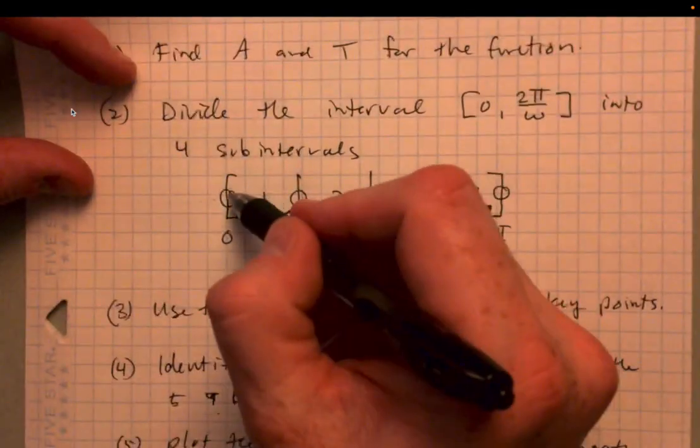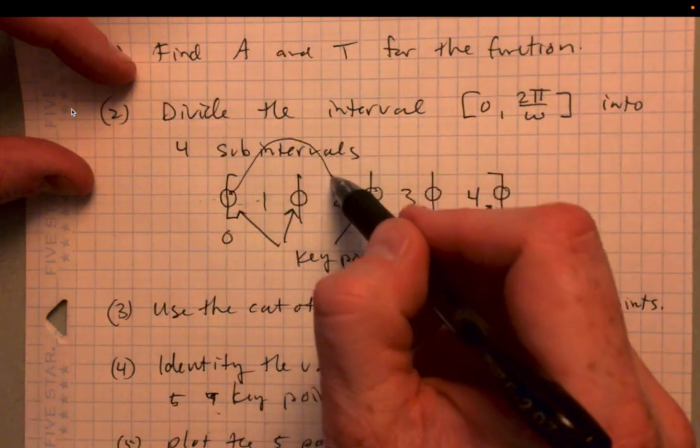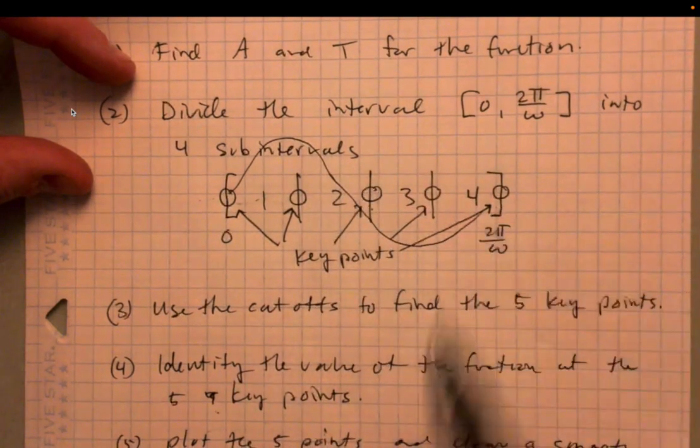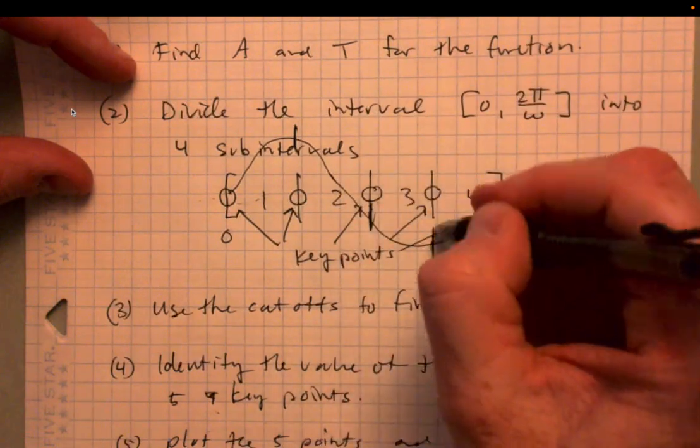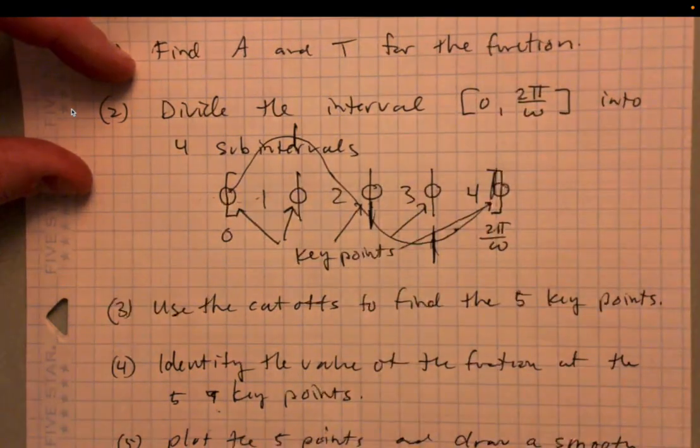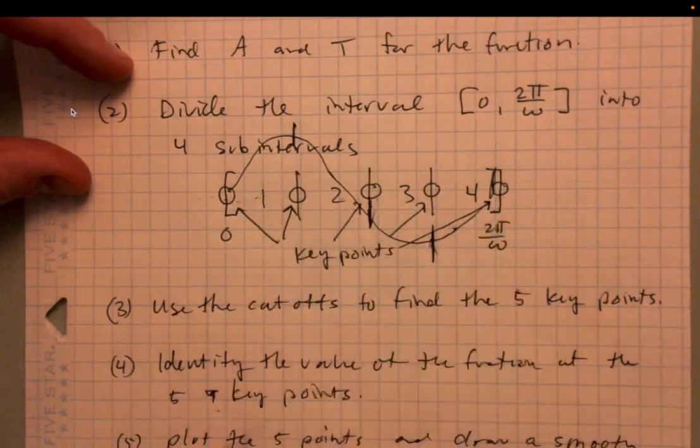So the idea is that the sine function kind of looks a particular way across here. So I just need to know where this peak is, I need to know where this valley is, and I need to know where it comes back, right? That's the point of these intervals.